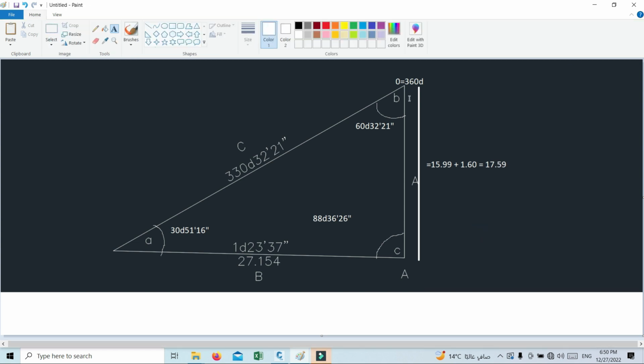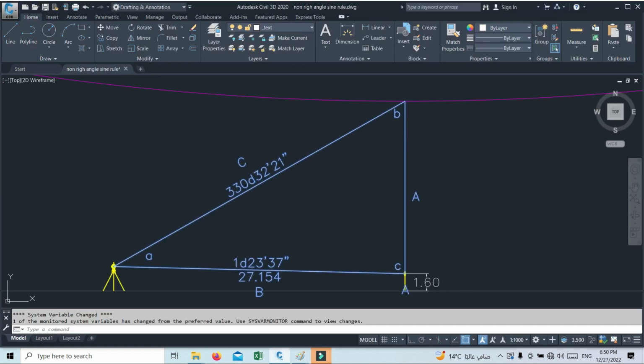The height of the bottom of the cable to the prism is 15.99. Let's add the height of the prism, 1.60, which is equivalent to 17.59. Meaning to say, from the bottom of the cable to the ground is 17.59. Now, let's check if our calculation is correct.